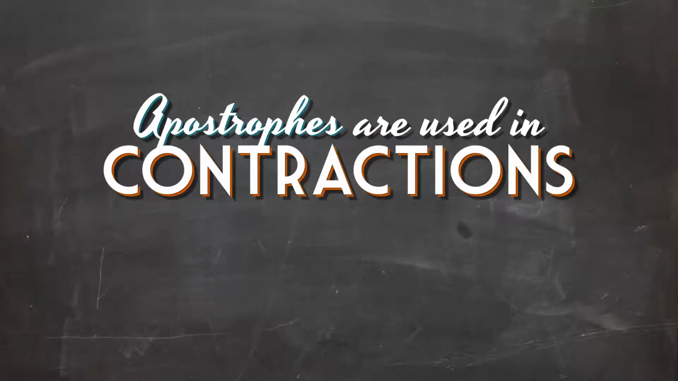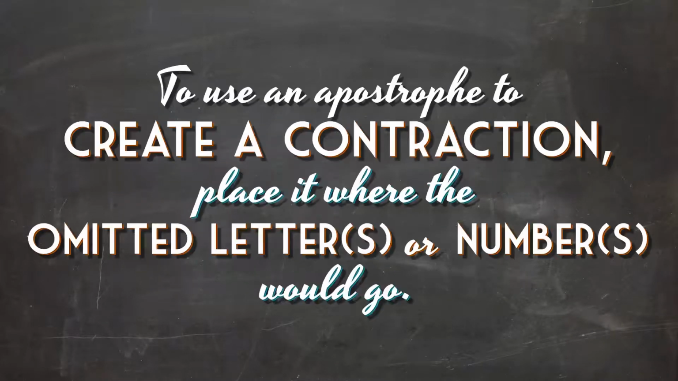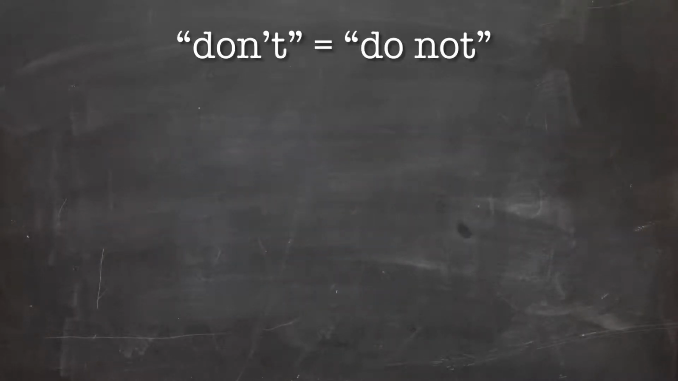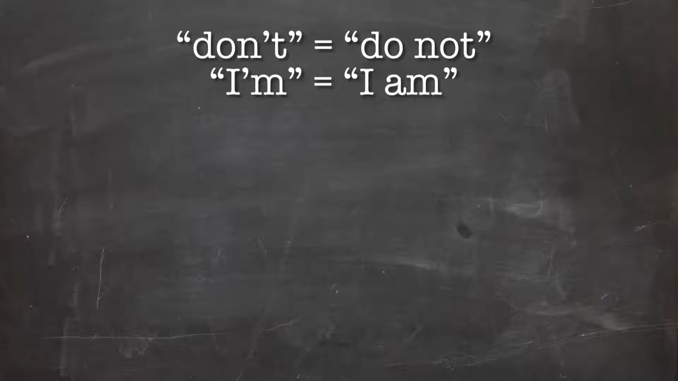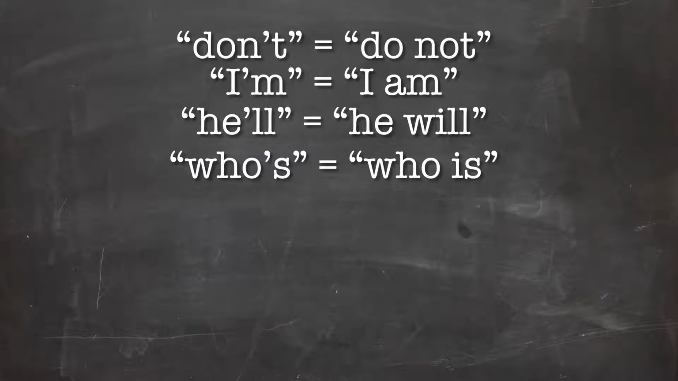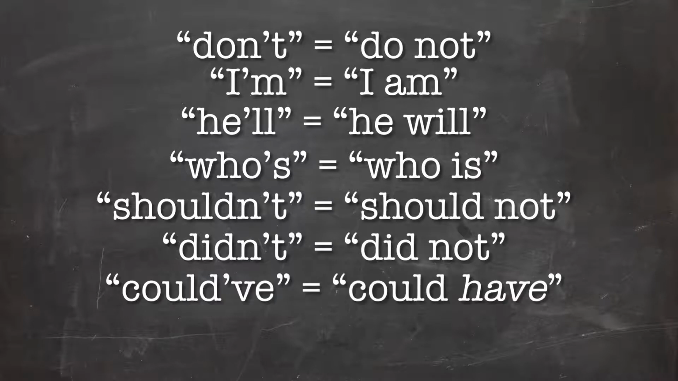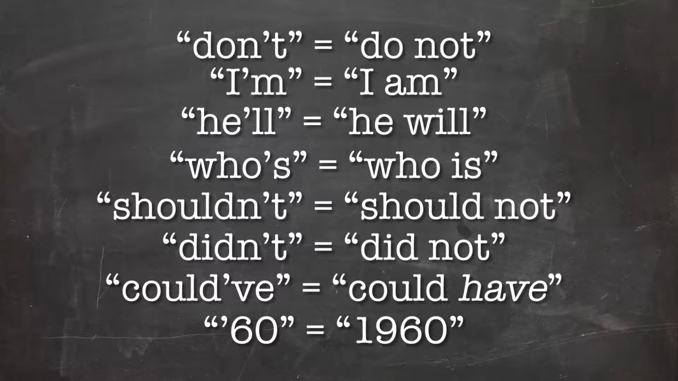Apostrophes are also used in contractions, which show letters or numbers that have been omitted. To use an apostrophe to create a contraction, place it where the omitted letters or numbers would go. For example, don't equals do not, I'm for I am, he'll for he will, who's for who is, shouldn't, should not, didn't, did not, could've, could have, note, not could of, and '60 for 1960.